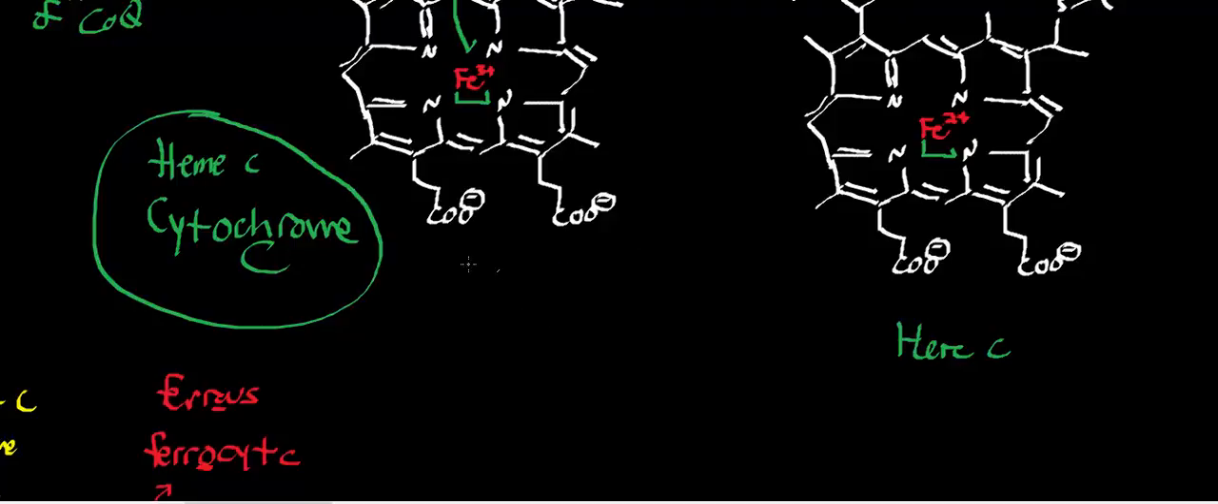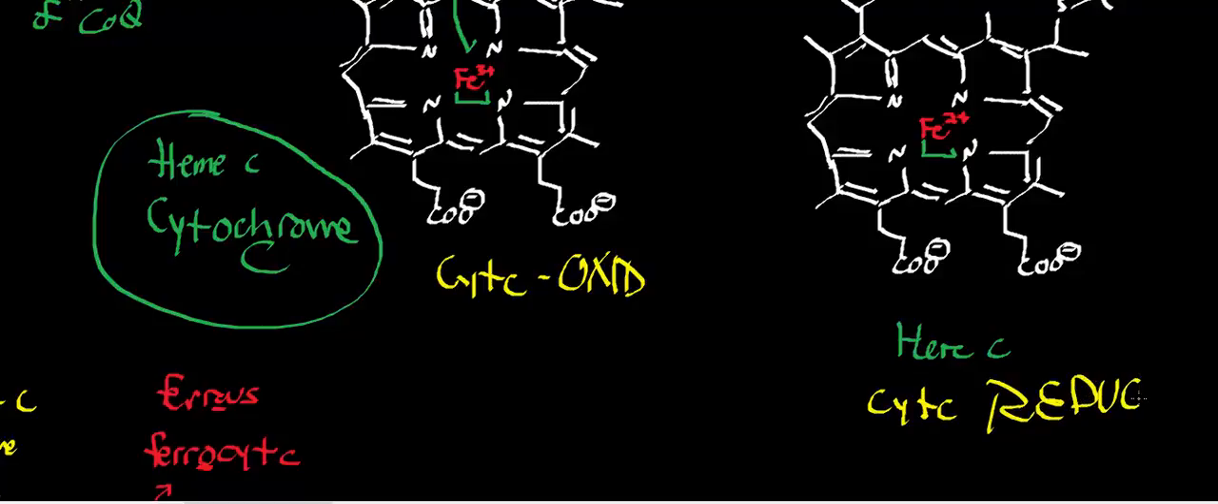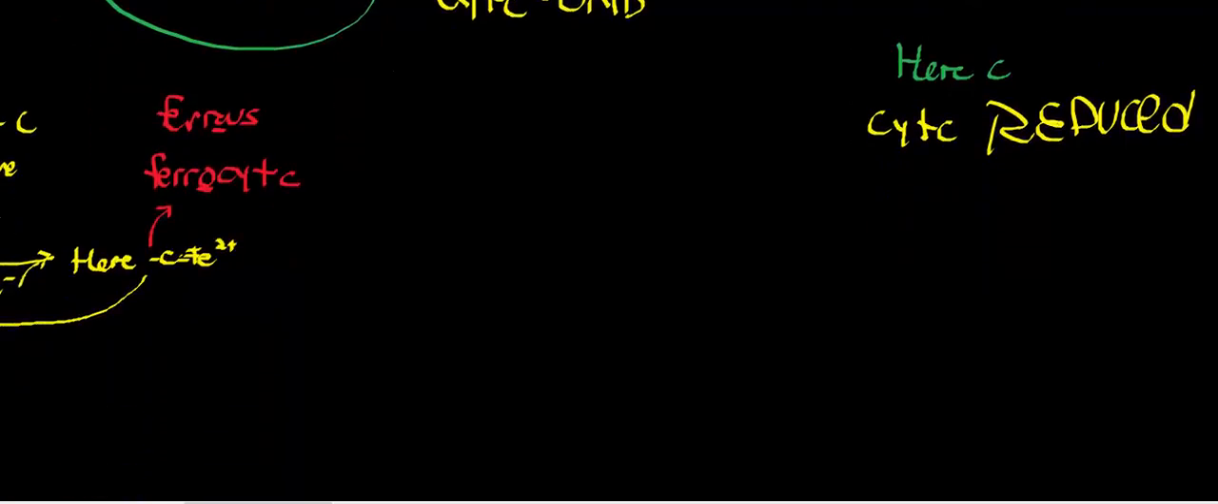So let me do this in a bold color. This right here is cytochrome c in the oxidized state. This over here is cytochrome c in the reduced state. That's really critical to understand. And then this cytochrome c in the reduced state, just to give you some foreshadowing of the next few videos, is going to go and react with cytochrome c oxidase, which you may also hear referred to as complex 4.